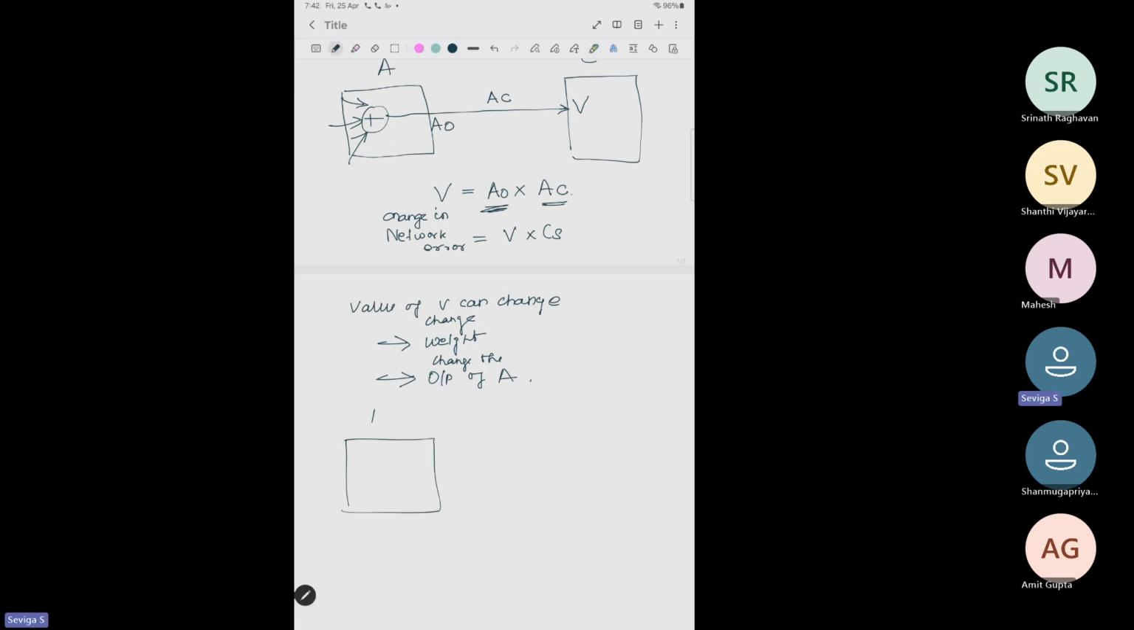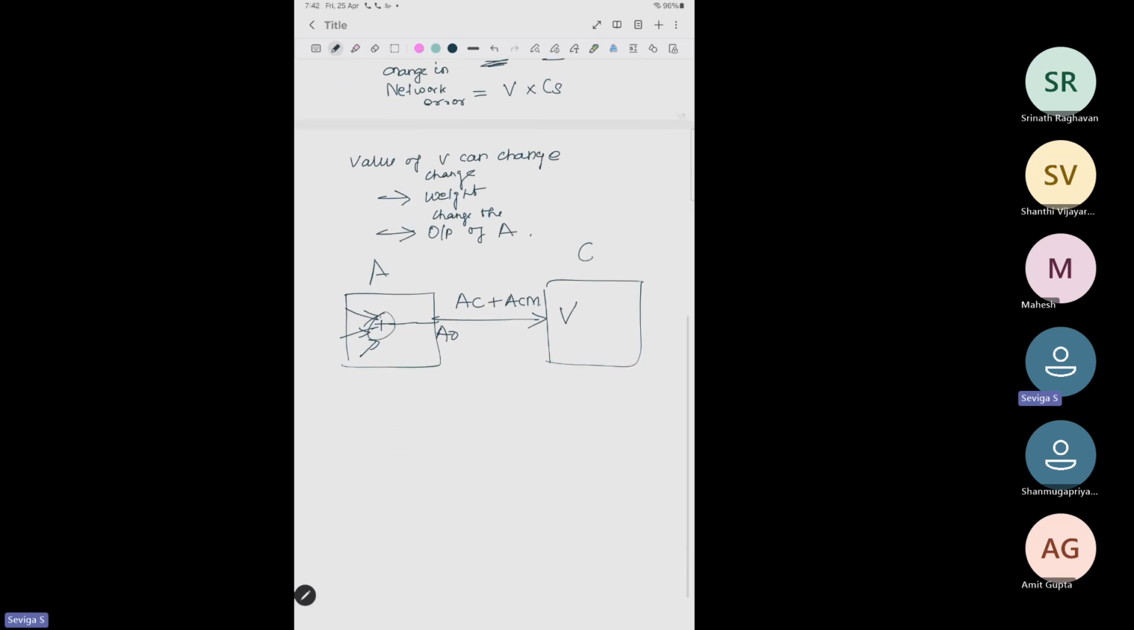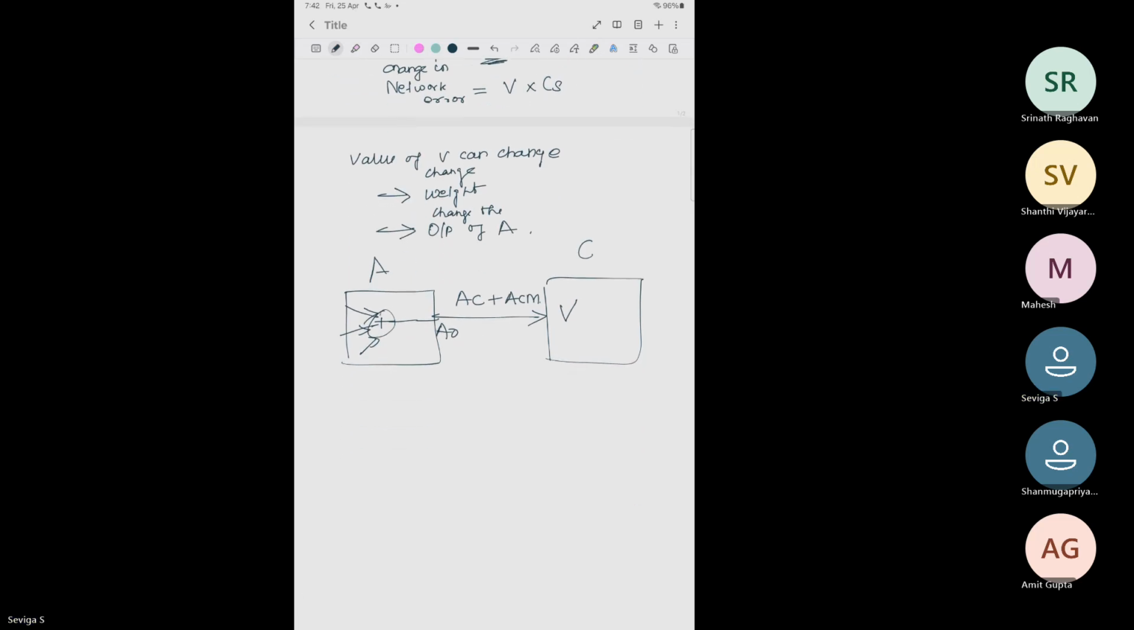So we have two neurons. These neurons are connected by the weight AC. This is A naught. You have connections from the previous layer, and this is V. So this is what we have seen before. Now what you are doing is adding a value ACM, because we wanted to change V. So let's assume, what is the change in the outcome?